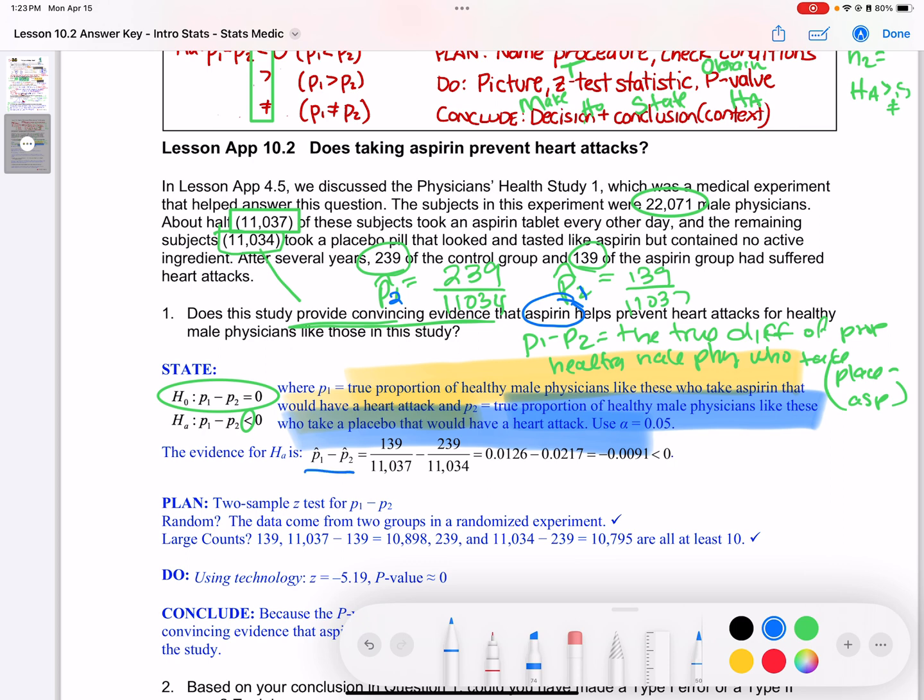I put placebo minus aspirin, but the aspirin is actually the first one here. I think I flipped mine because I have P1 minus P2, and I have the 139 first, and that one there is the aspirin. So I should have done aspirin minus placebo. It's important to get them in the right order. It doesn't matter if I did placebo minus aspirin or aspirin minus placebo. What I'm noticing is that in my work I did aspirin minus placebo, but then I stated it backwards. You just have to make sure it's labeled correctly.